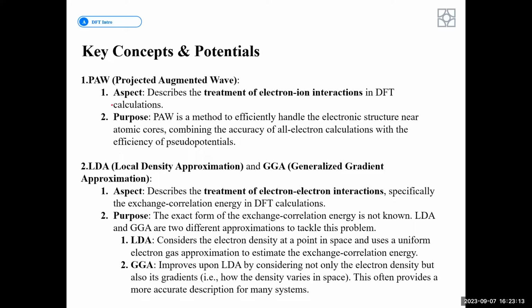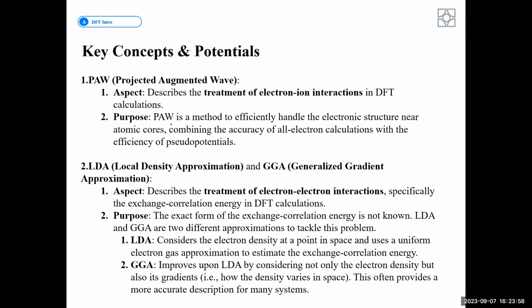I am saying here PAW, LDA, GGA, just again to keep you adapted and familiar with this terminology, because when I jump to the Material Square platform, maybe you will see this kind of terminology, then you would understand what I'm talking about, okay? So PAW, or projected augmented wave. What is this one? This describes the treatment of electron-ion interaction in DFT. Because again, each single atom has two parts, electron and ion, okay? So if we have electron-electron interaction, then how about the electron-ion interaction? This can be treated with the PAW, projected augmented wave.